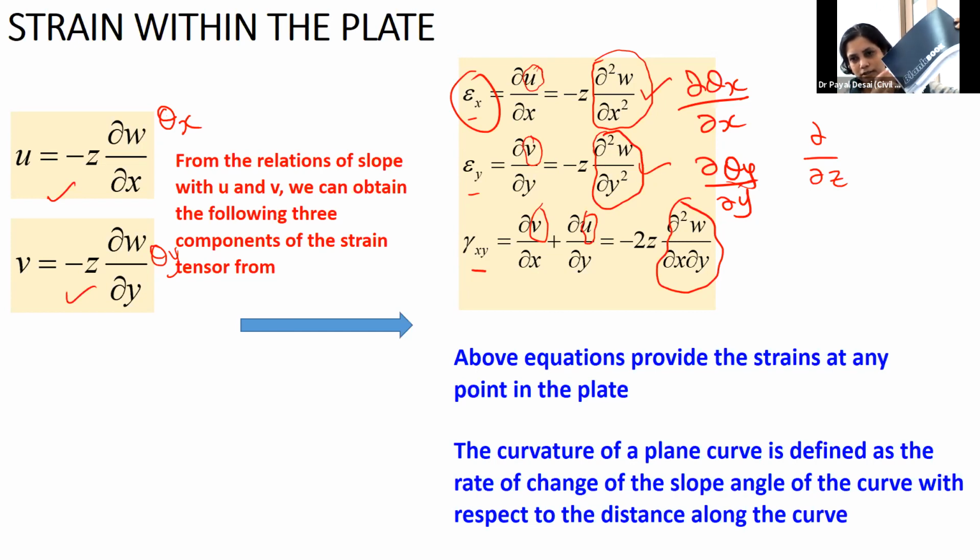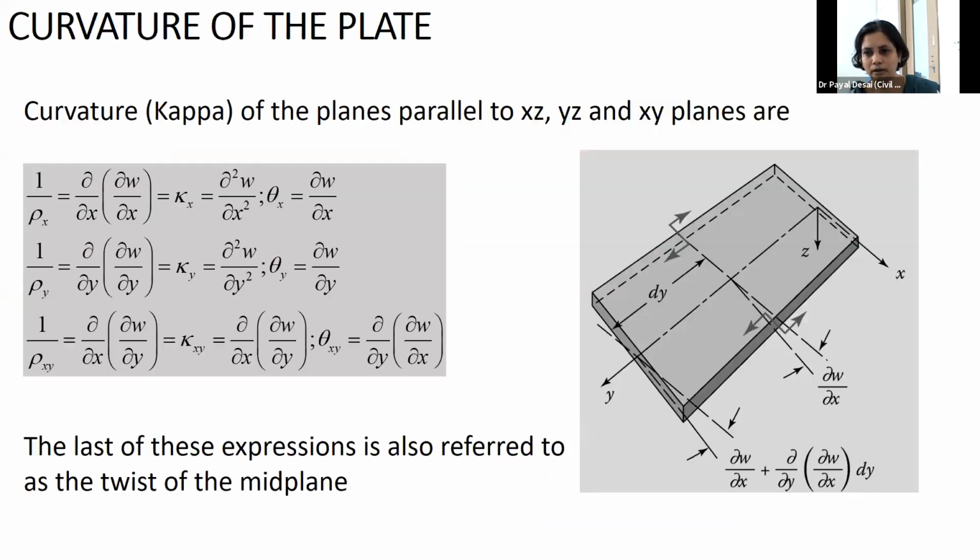But in a plate, this is the additional observation you may see: the rate of change of slope with respect to x as well as with respect to y. So it may lead to twisting of the plate. That is the additional thing. You may see this diagram where twisting of the plate is seen.